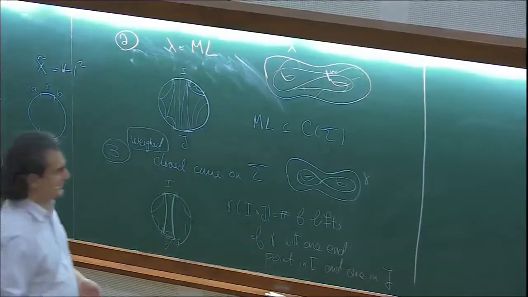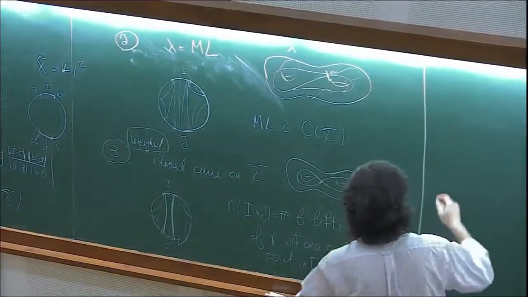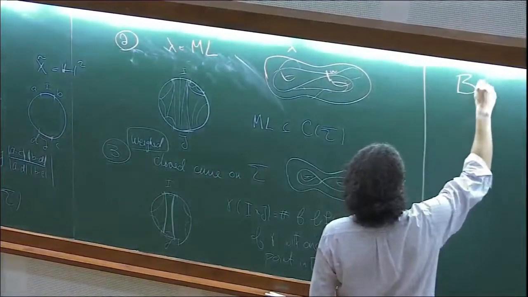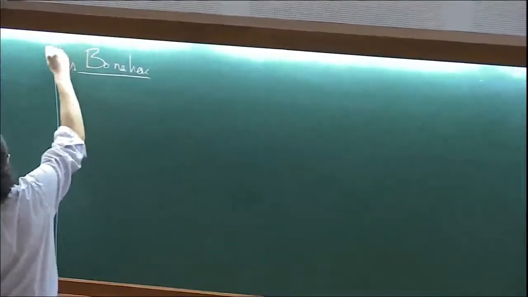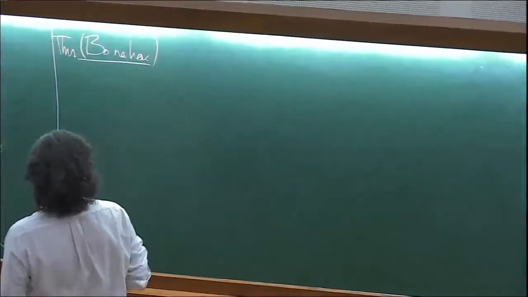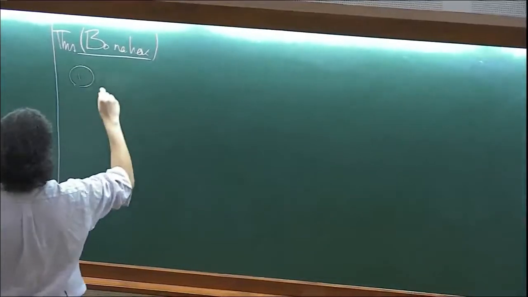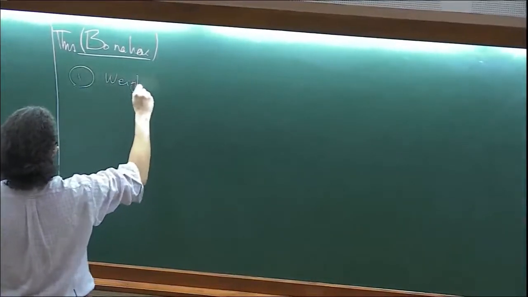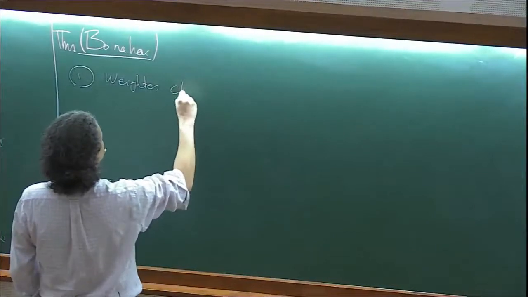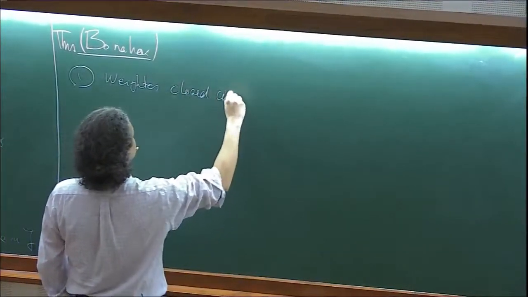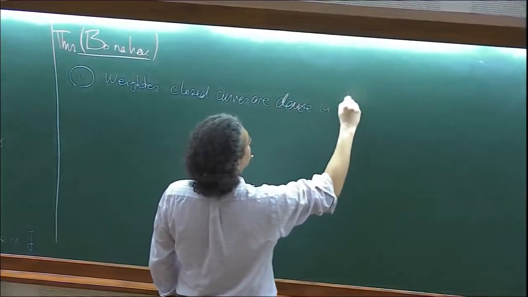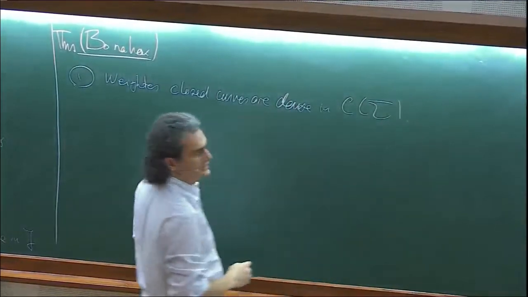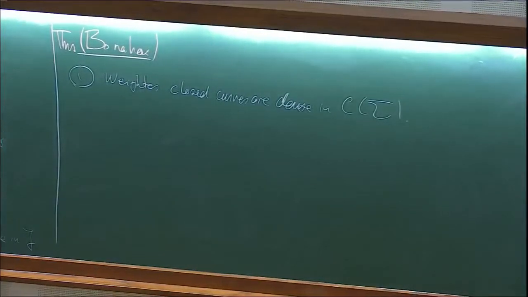Okay, so let's have some theorems about this. So this is a theorem due to Bonahon. First of all, the set of weighted closed curves is dense in the space of currents. There is nothing else, in some sense.